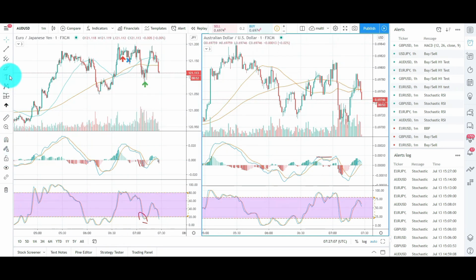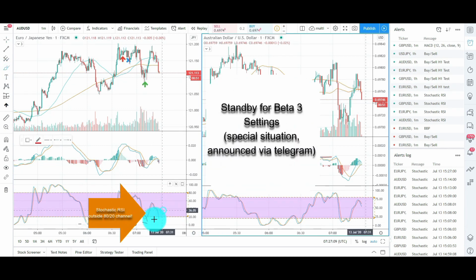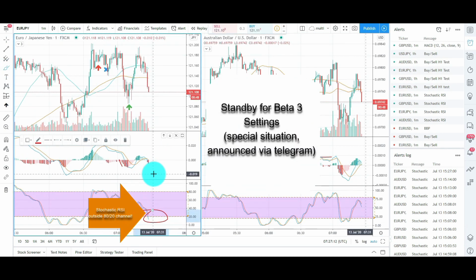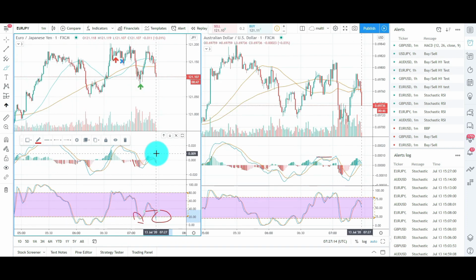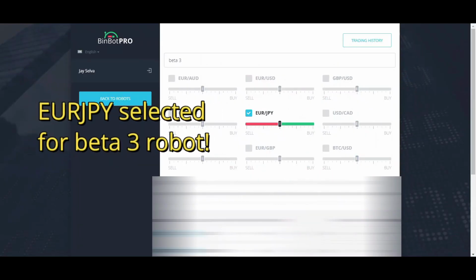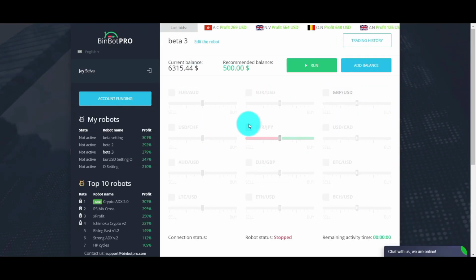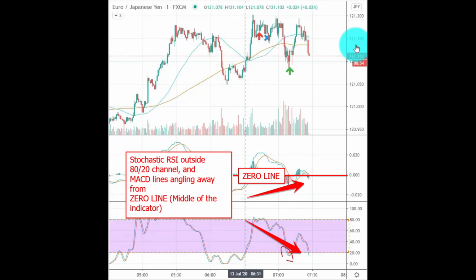Alright guys, so right now I have a situation with Euro JPY, a follow-up trade from the previous example. So I'm going to turn on the robot right now. The reason is Euro JPY stochastic RSI has moved outside the channel once again, and at the same time the MACD line is angling downwards away from the 0 line. So let's wait for a trade to be executed.